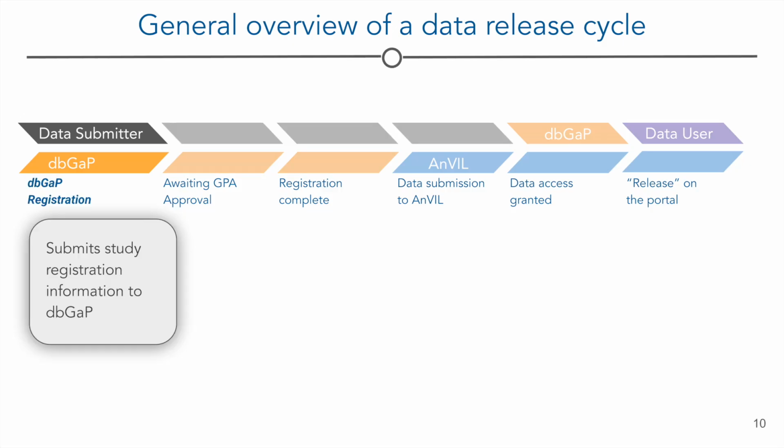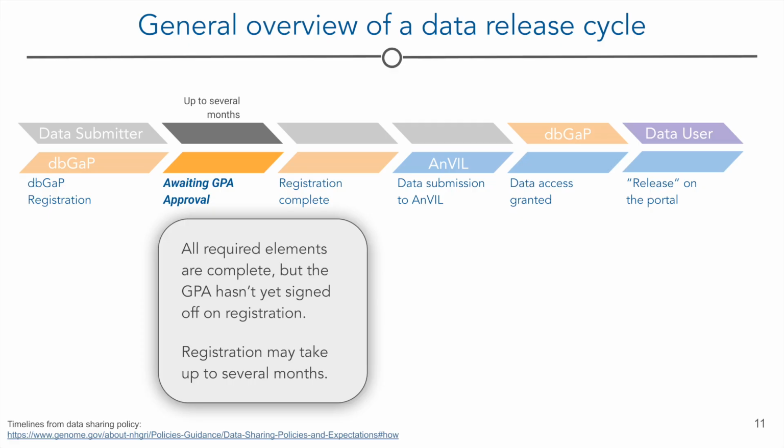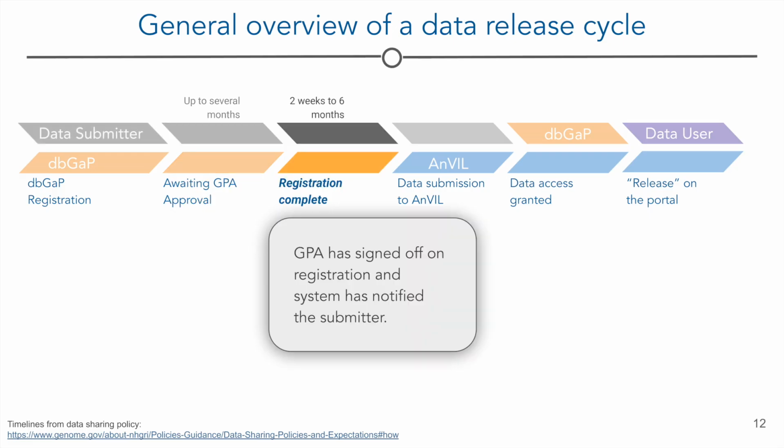The journey starts when you reach out to dbGaP to register the study. The registration process requires approval by the Genomic Program Administrator, or GPA. Registration may take several months. Registration is complete once the GPA has signed off on the study and the status is completed by GPA. At this point, the consent groups have been assigned, which is required for data submission to AnVIL.